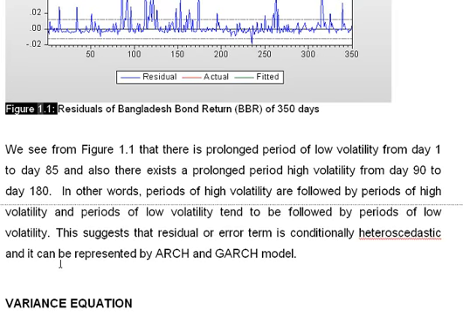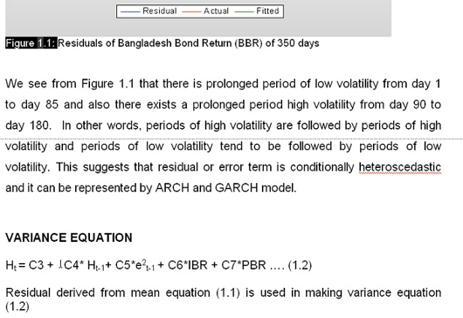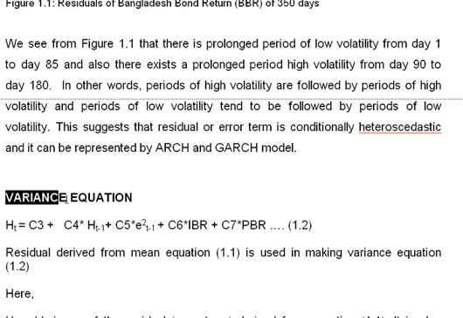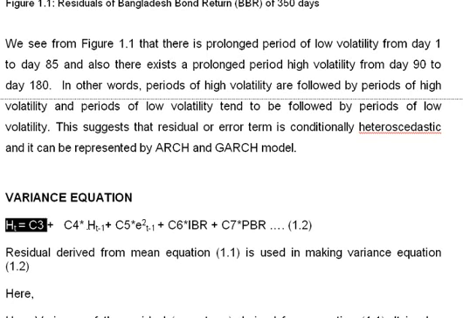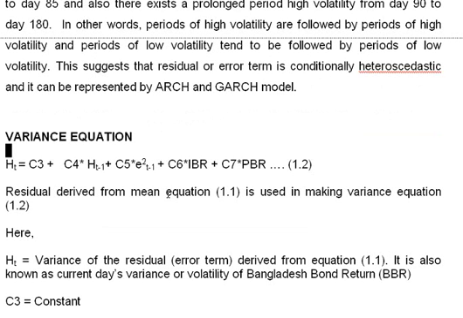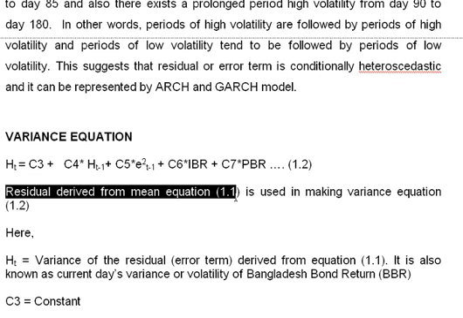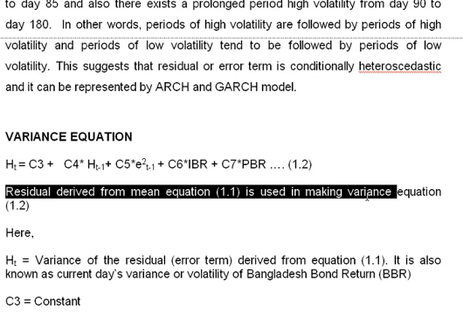Okay, we come to the other equation of the GARCH(1,1) model. It is here, and we call it the variance equation, and this one is actually the GARCH(1,1) model, right? You can see from here, the residual derived from the mean equation 1.1 is used in making the variance equation. That means equation 1.2 has actually been derived using the residual of equation 1.1.